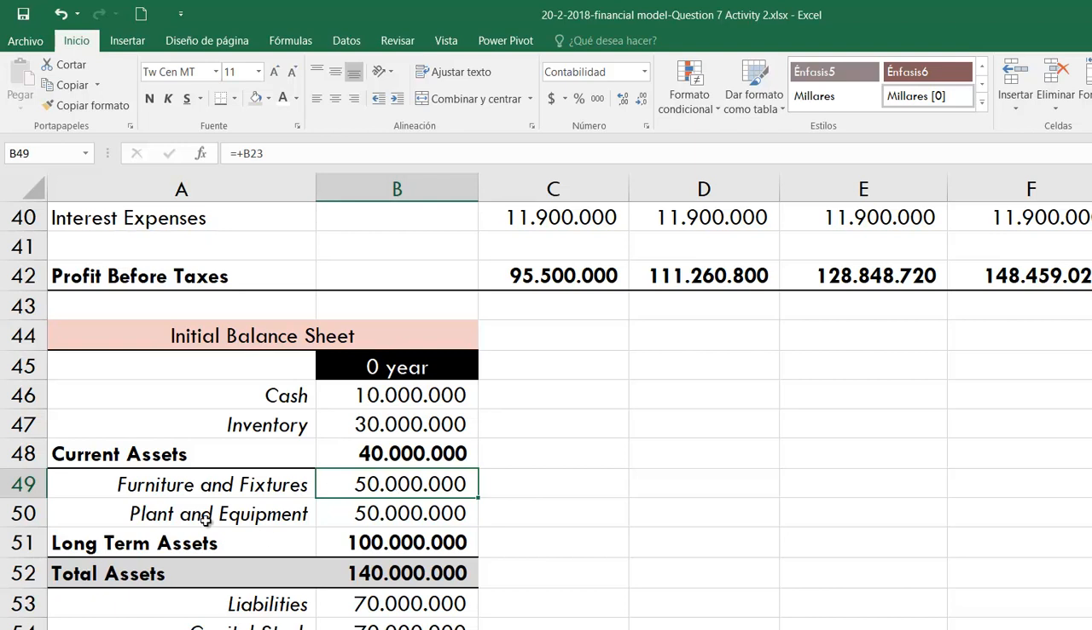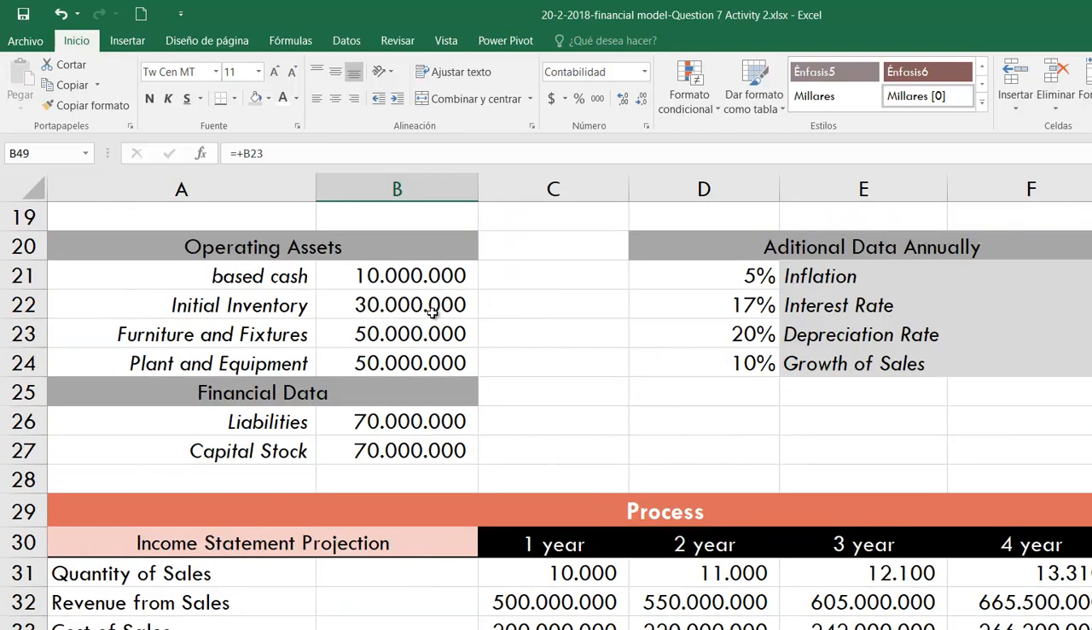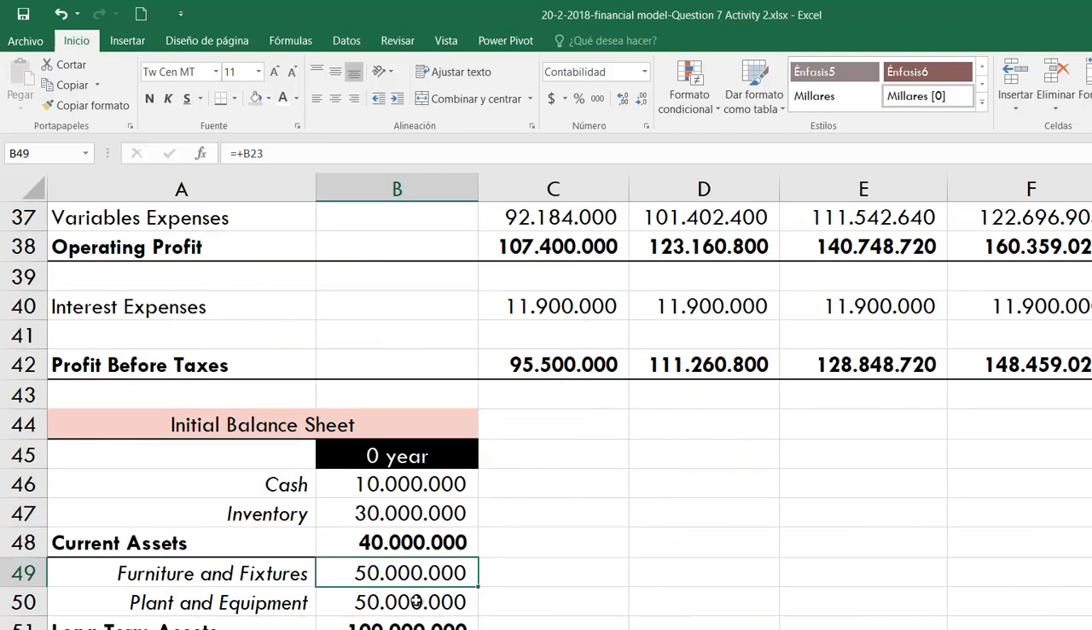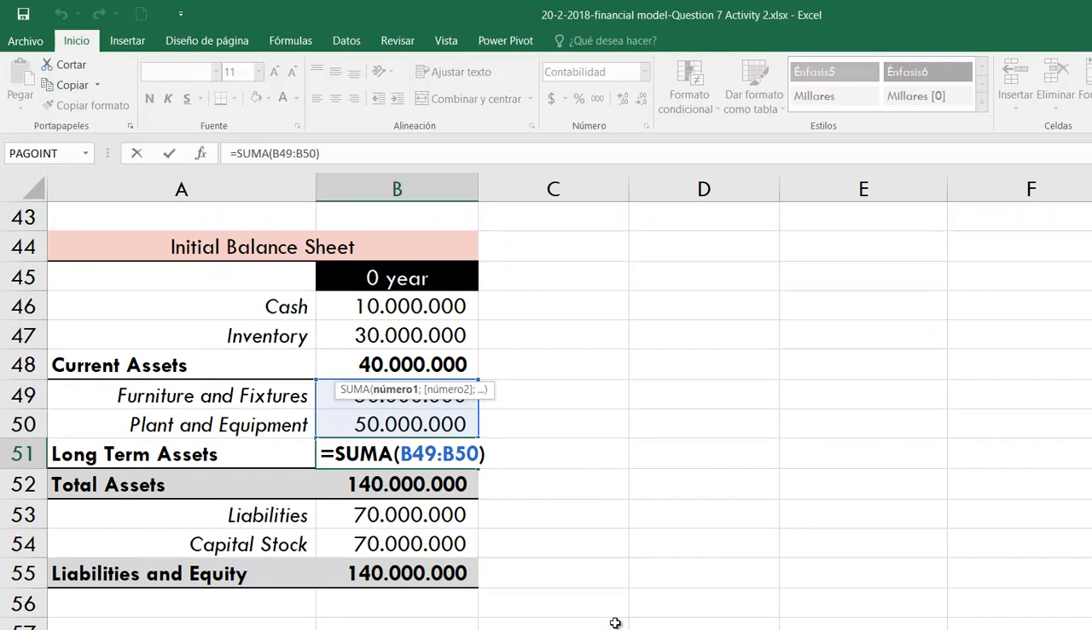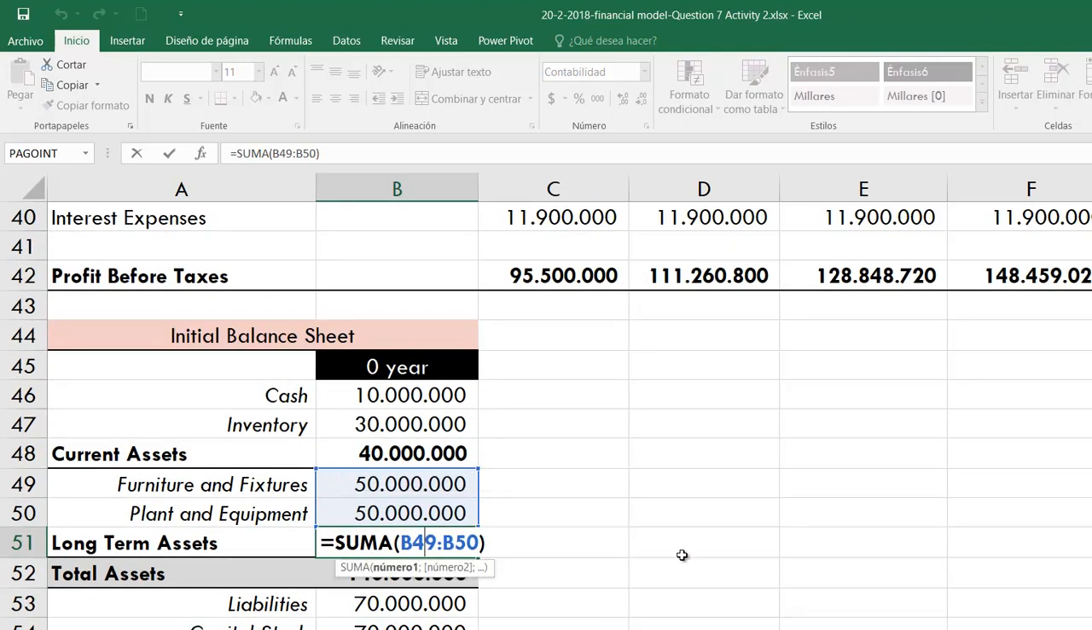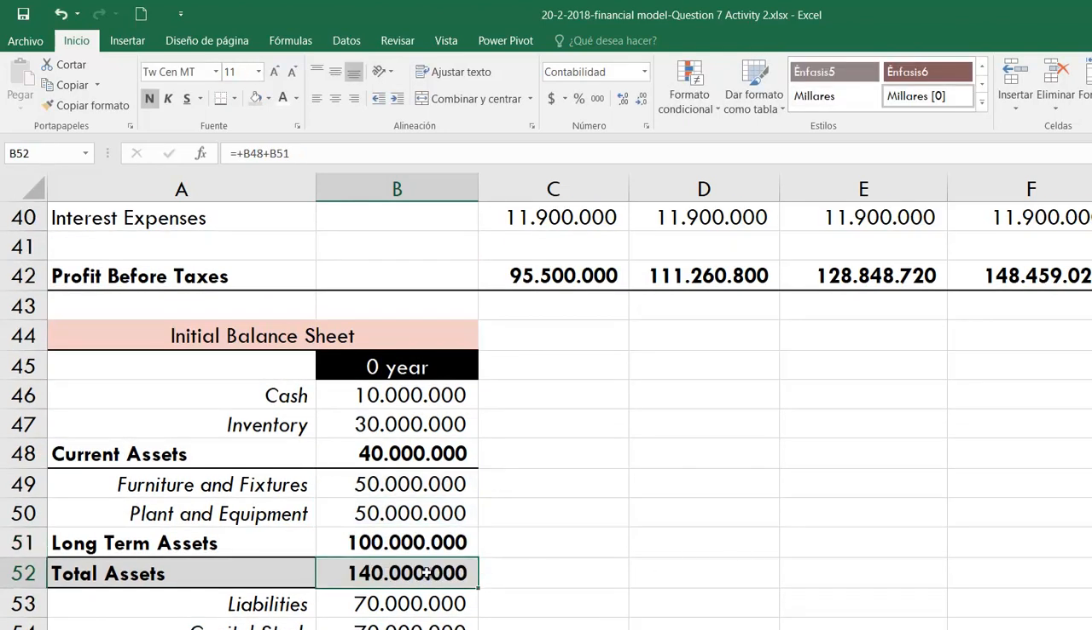Furniture, fixtures, plant and equipment is already established there, so it's just a matter of linking the data to the one on top, and the long-term assets is the previous addition you are just looking at. So total assets is the addition of current plus long-term assets, and liabilities is only this. So these two numbers should be equal, total assets equal to liabilities and equity. And that would be it.